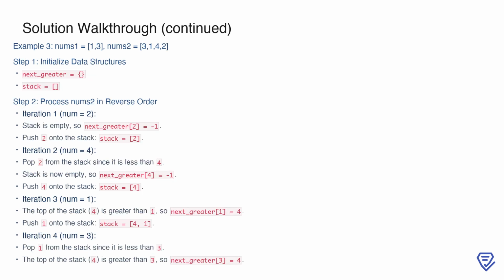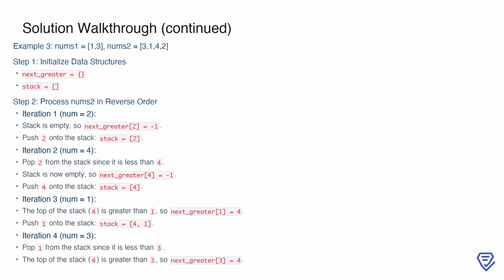In the third example, nums1 is [1, 3], and nums2 is [3, 1, 4, 2]. We begin by initializing an empty next_greater dictionary and a stack. Then, we process nums2 in reverse order, starting with the first iteration where the number is 2. Since the stack is empty, there's no greater element for 2, so we set next_greater[2] to -1 and push 2 onto the stack.